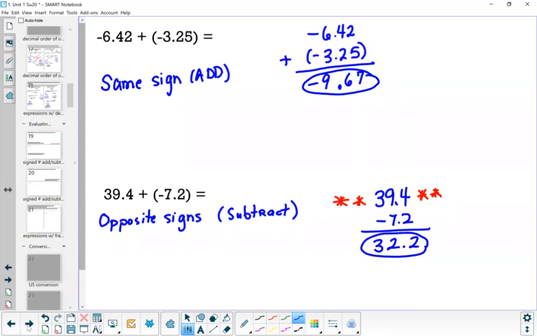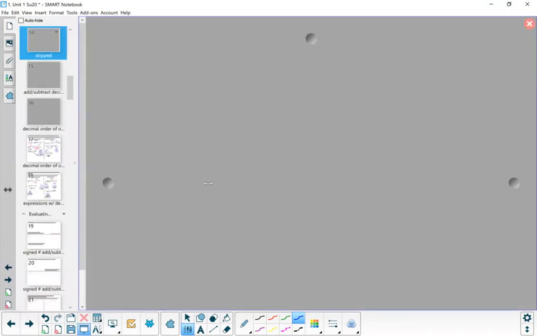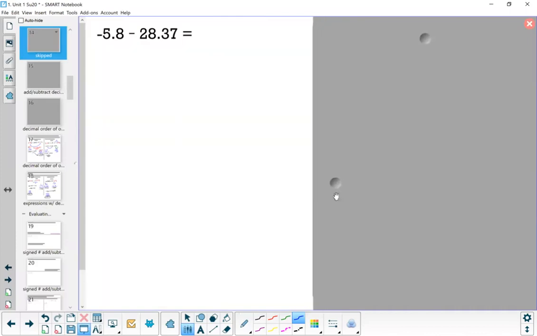Okay, why don't we try one more? Okay, here we go. We'll do the one on the left first. So we have negative 5.8 minus 28.37.